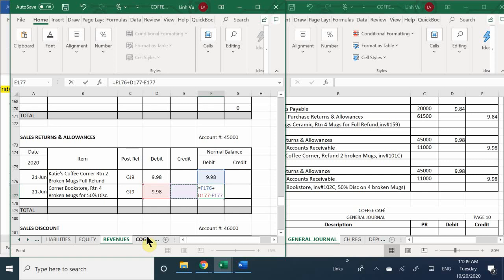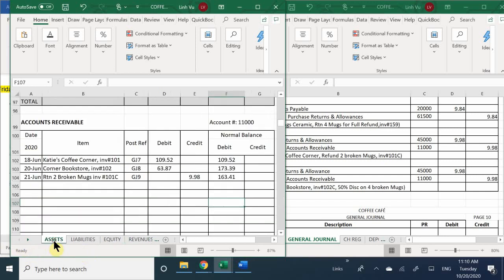What was that? 9.98. I have a previous one. You have the previous 9.98 times 2. It's 19.96. 19.96 total of sales returns and allowances. Right? And we're going to go back to our assets and update the accounts receivable. So 621. And then I have return for broken mugs.